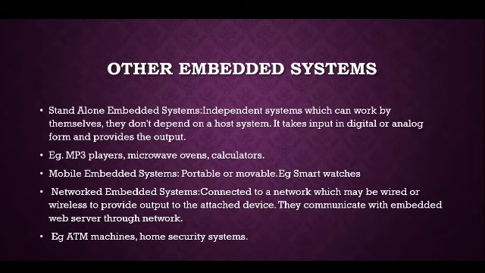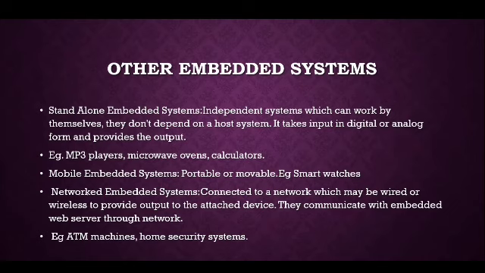Other embedded systems are standalone embedded systems, mobile embedded systems and network embedded systems. Standalone embedded systems are the embedded systems which can operate on their own. They do not depend on any other medium. It is an independent system which can work by itself. They don't depend on a host. It takes input in digital or analog form and provides the output. Examples of standalone embedded systems are MP3 players, microwave ovens and calculators. Mobile embedded systems are portable and movable embedded systems. Examples are smartwatches, mobile phones.